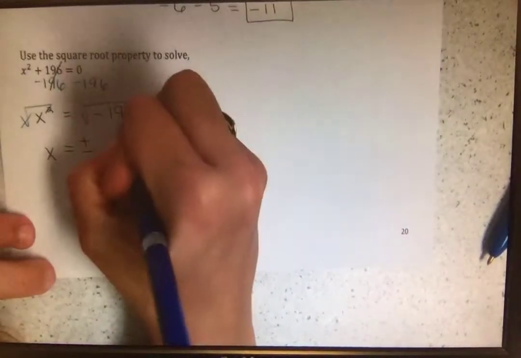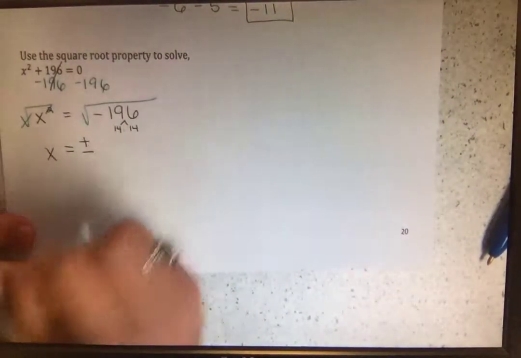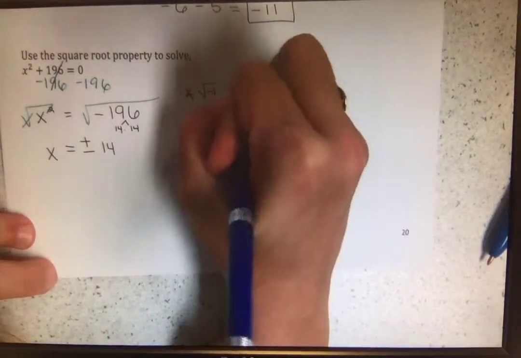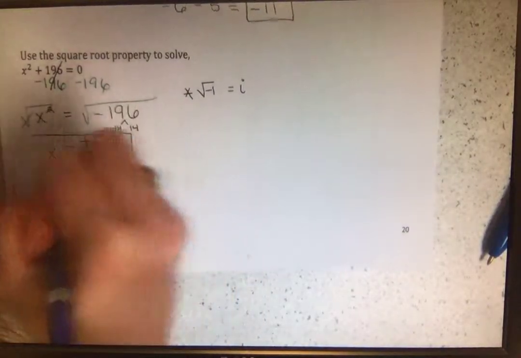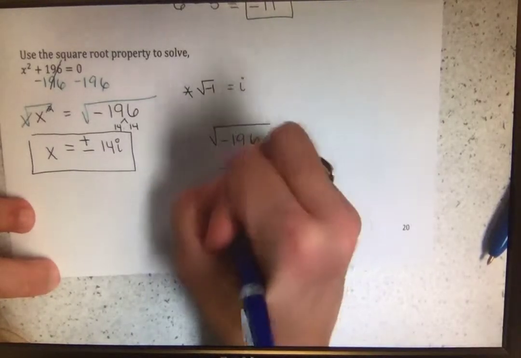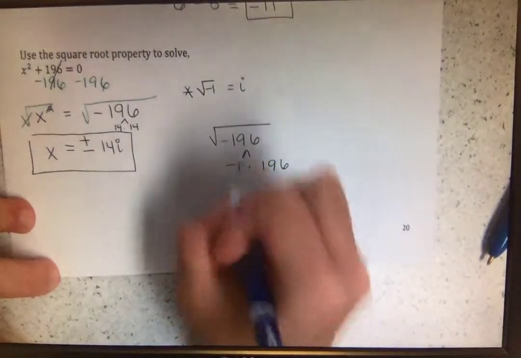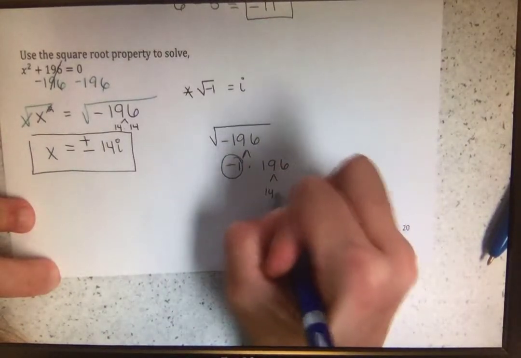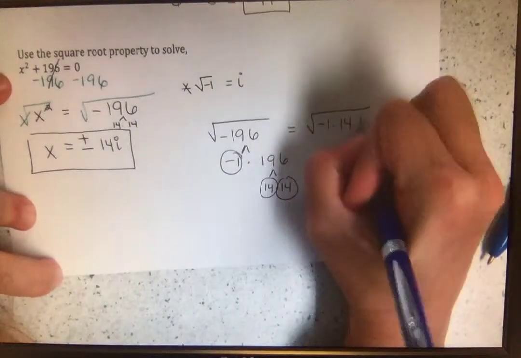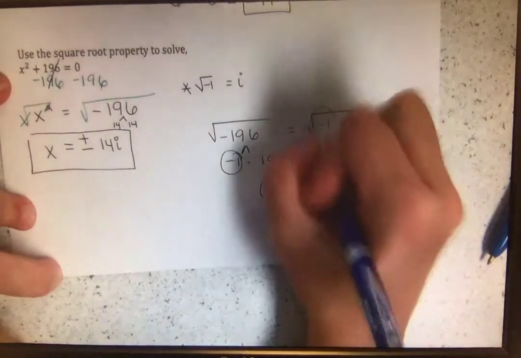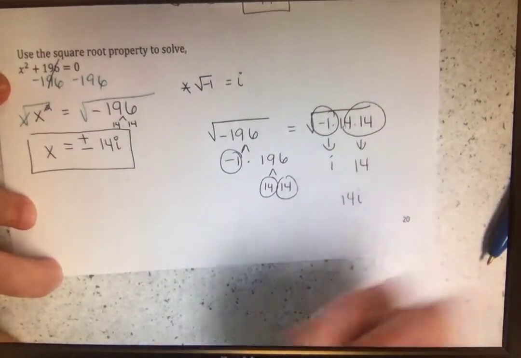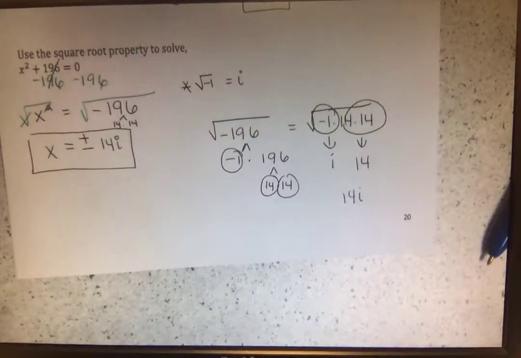The square root of 196 is 14, because 14 times 14 is 196. The square root of negative 1 is going to be i. So plus or minus 14i will be that answer. Remember, whenever we have the square root of negative 196, we have negative 1 times 196. 196 is 14 times 14. So underneath the radical, we have negative 1 times 14 times 14. The square root of negative 1 is i, and those two 14s are coming out. So 14i will be that answer. We took the square root, so we know it's going to be plus or minus.